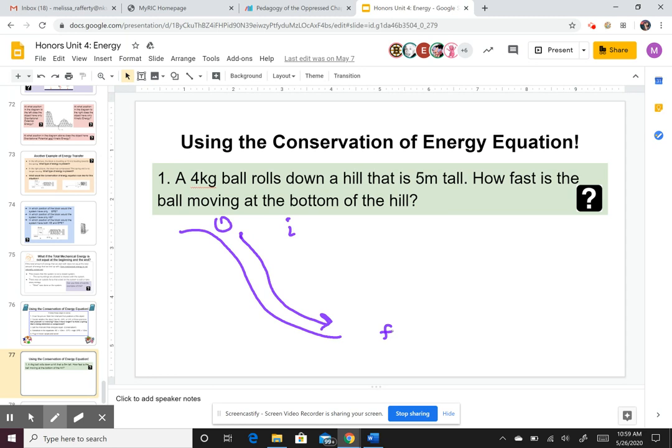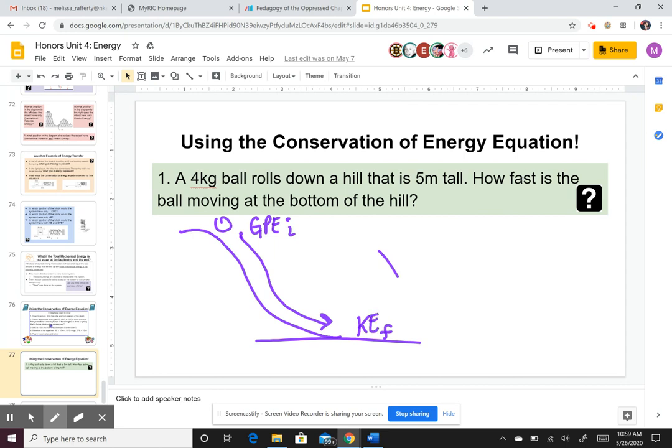So then the next step is to decide what type of energy your object has at the initial and the final positions. So at the initial position, it's got height, it's not moving yet, it's at the top of the hill. So all the energy is in the form of GPE. And then it starts moving, it goes down the hill. Once it's at the bottom of the hill, there's no more height left. So all the GPE has become KE.